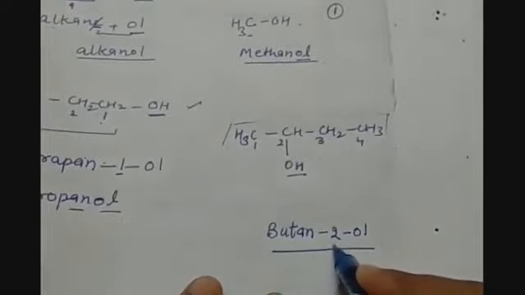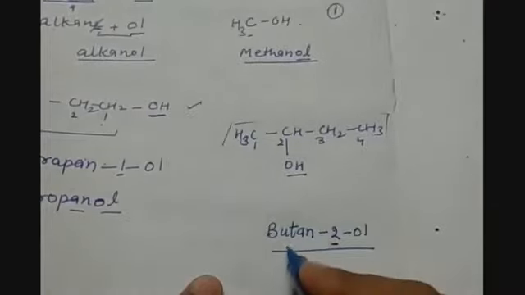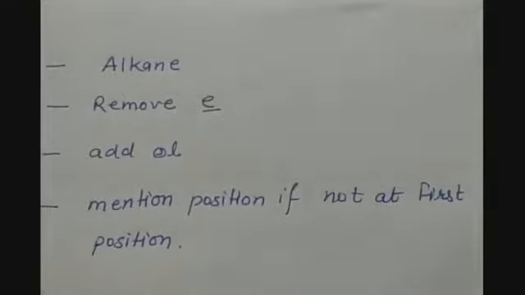Because now there is a need to mention the position of the alcohol group. Now it is not at the terminal, so it will be called butan-2-ol. So how do we have to name an alcohol?